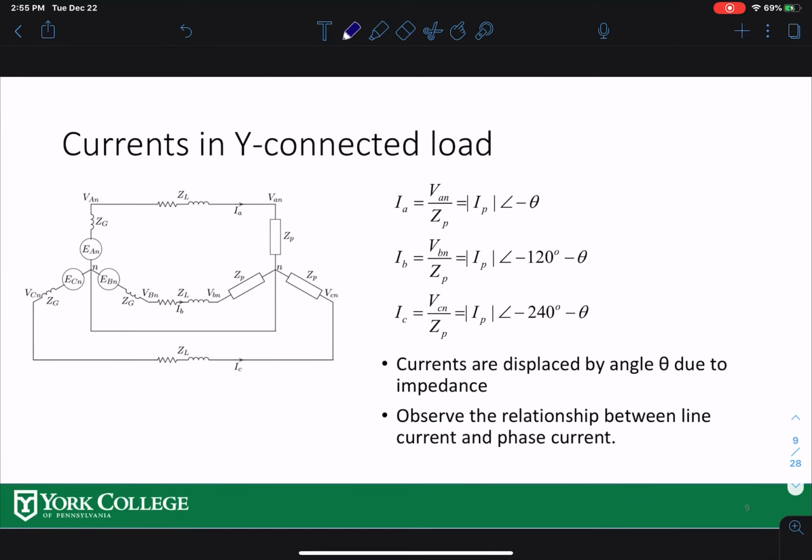So now, for the current, obviously you have your voltage over phase impedance. So line to neutral voltage from here to here, and impedance, you get the current, and this is the angle for the current IA, and IB obviously 120 degrees, negative 120 degrees apart from there, and IC negative 240 degrees apart from there. So that's your current. This theta is the phase shift between voltage and current.